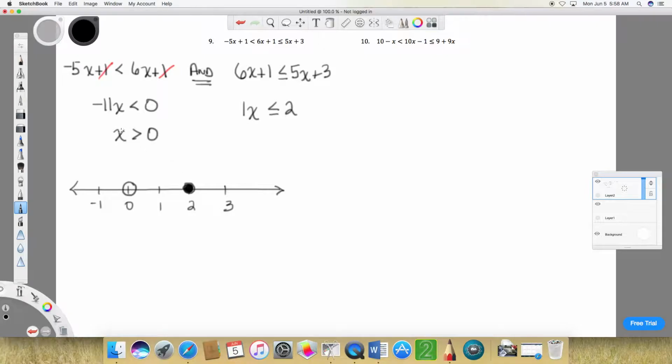Now, values of x that are larger than 0 are to the right of 0. And values that are less than or equal to 2 are to the left of 2. Both of those have to be true at the same time. You have to be bigger than 0, but less than or equal to 2. So the overlap of these two lines that I've drawn on top of each other is the section that's between 0 and 2.